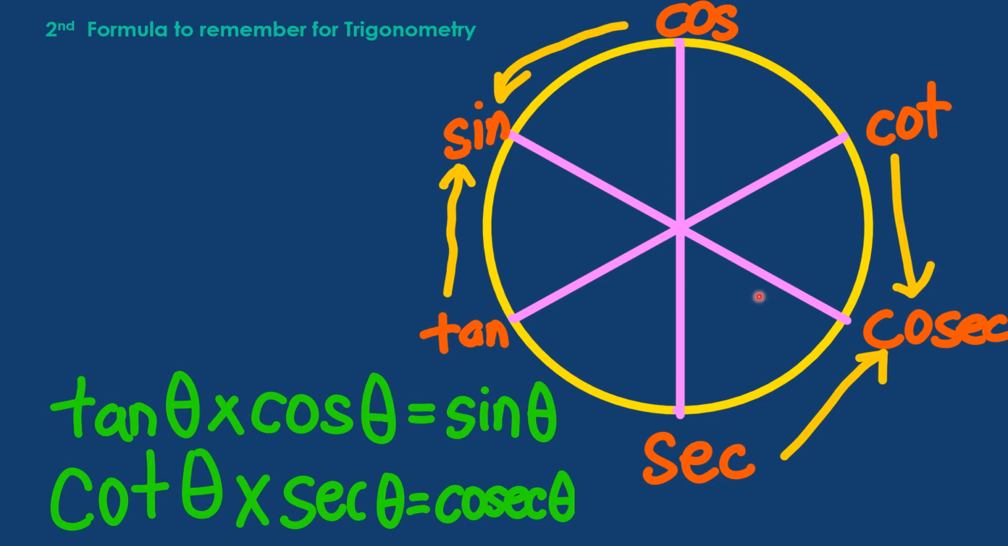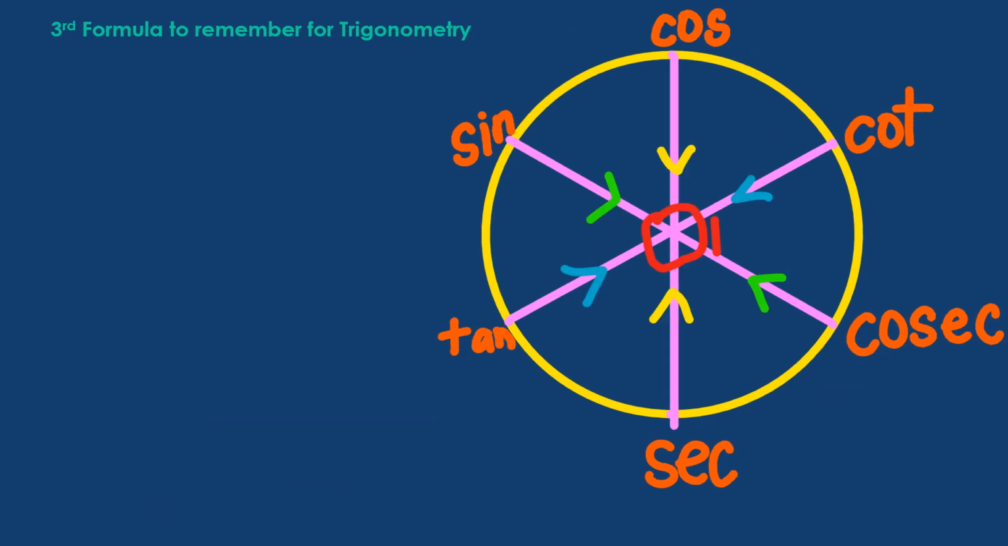So if I pick, let's say here, cosecant theta times tan theta is secant theta. If you want to look for cos theta, since secant is the reverse of cosine, cosine is 1 over secant. So cosecant times tan will be 1 over cosine. Later we'll explore that.